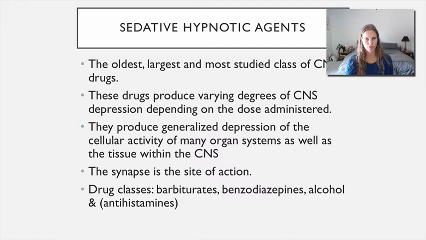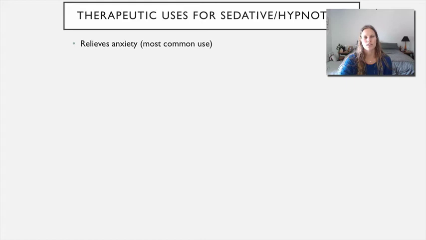The synapse is the site of action, and the classes are the barbiturates, the benzodiazepines, alcohol, and I threw antihistamines on the list as well because they have a depressant effect for many people. And they can interact with the other depressants. So we'll get back to that later. These drugs are used a lot for anxiety. These are anti-anxiety drugs. We'll go through anxiety more in a later video.